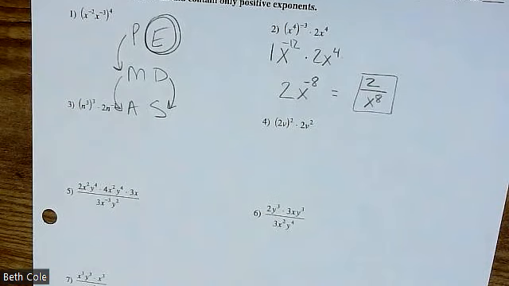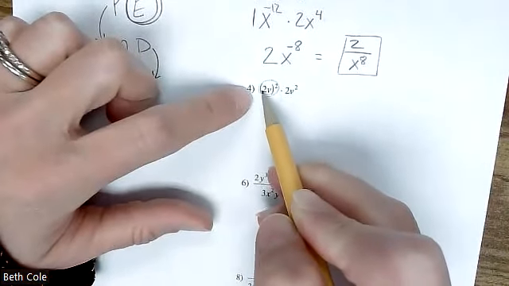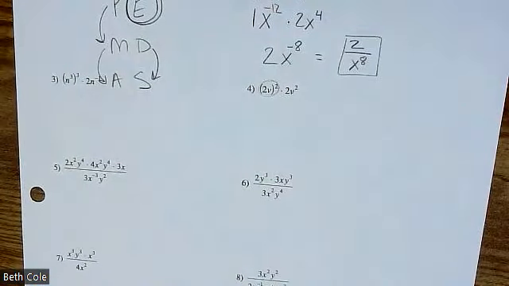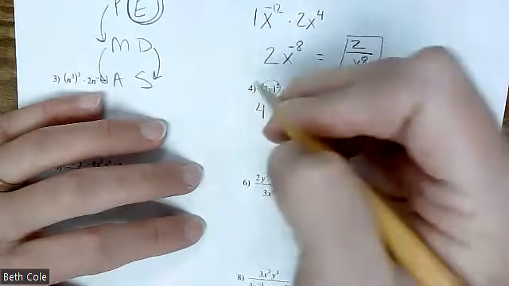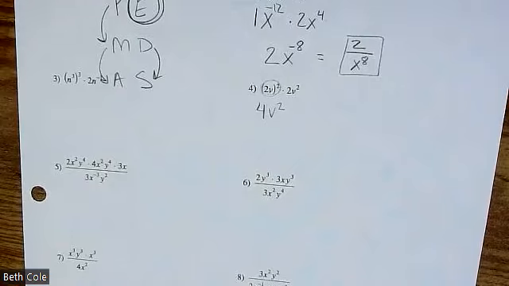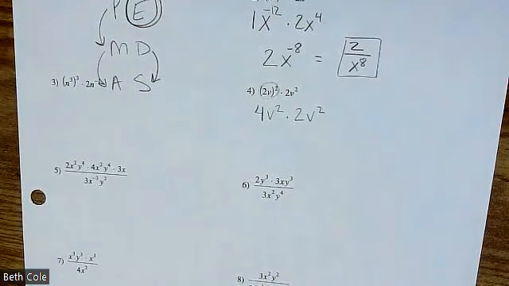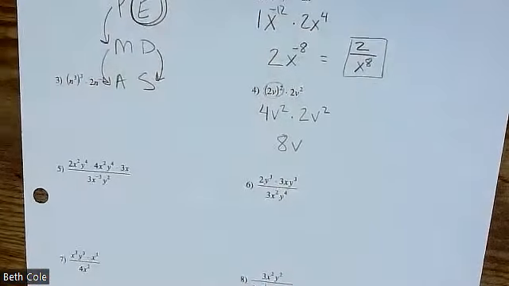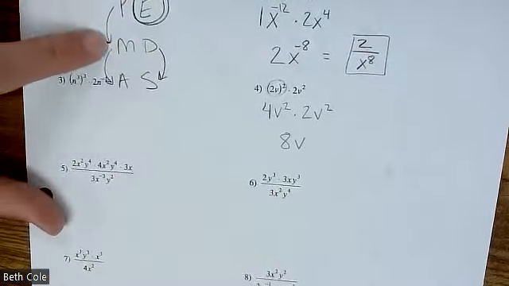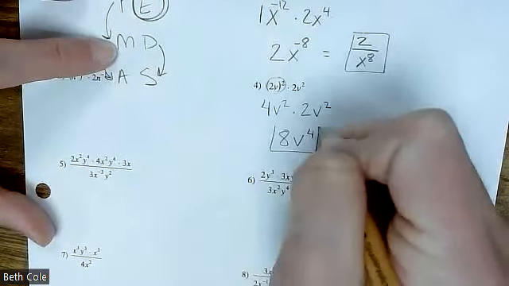Let's try another one. Good news, this one doesn't have any negatives, so this will be a little bit easier. First thing we're going to do is square both of these. 2 squared, that means 2 times 2 is 4. And then you also have v squared, so just put that. It's just v to the second power. And then times the second part. That second part is just there. I'm sorry, I don't have a better explanation than it's just there. Right? Now we're multiplying. 4 times 2, 8. Put v, and then when you multiply, what do you do to your exponents? Add them. 2 plus 2 is 4. Good.